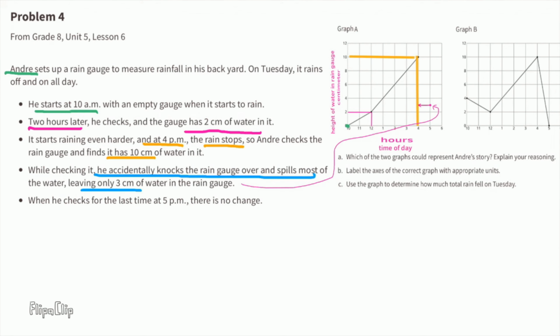It also mentions that Andre was checking it and he accidentally knocked the rain gauge over and spilled most of the water, leaving only 3 centimeters of water in the gauge. This is represented in the graph. I've drawn an arrow to the graph that marks this event. It also mentions that he checks for the last time at 5 p.m. and there is no change. That means that it hasn't rained since the last time he checked it.